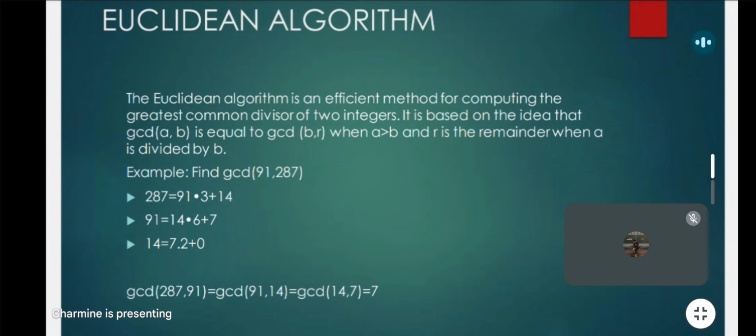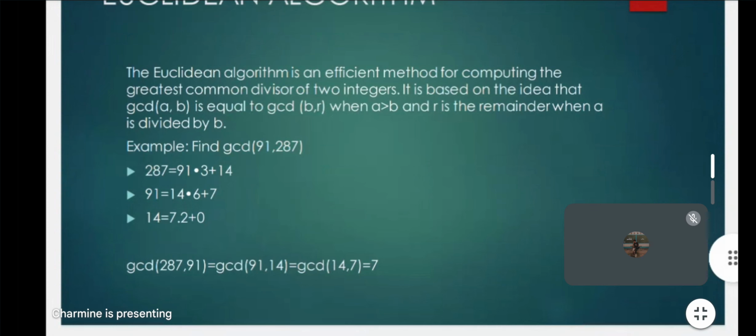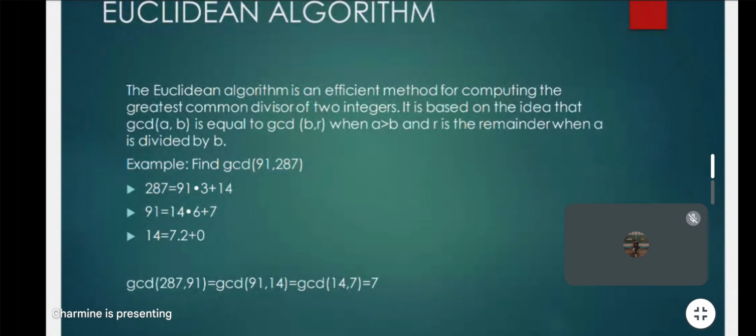So 287 equals 91 times 3 plus 14. Next step, 91 equals 14 times 6 plus 7. Last step, 14 equals 7 times 2 plus 0. And the result is the GCD of 287 and 91 equals the GCD of 91 and 14 equals the GCD of 14 and 7 equals 7.